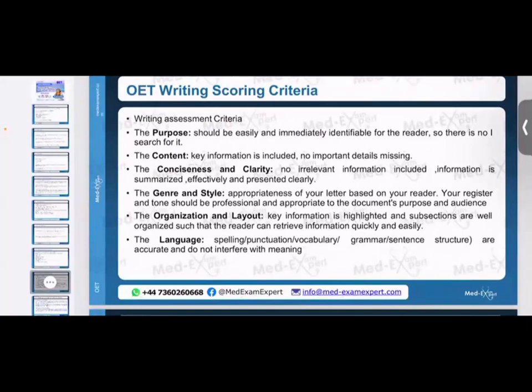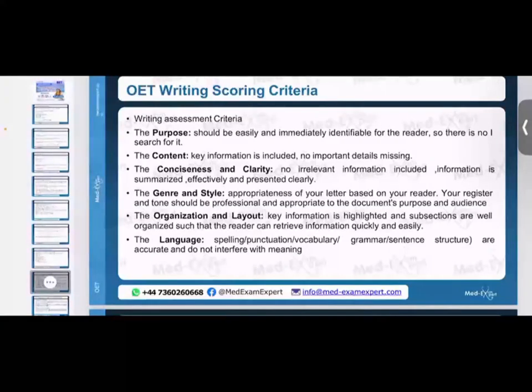The purpose should be easily and immediately identifiable for the reader, so there is no search for it. The thing is, if the examiner is looking here and there for where the purpose of the letter is, they don't even bother to read the rest of the letter. So please make sure that your purpose is identifiable by the examiner, and it should be written at the top. If there is no purpose in the letter, nobody is going to check your letter.